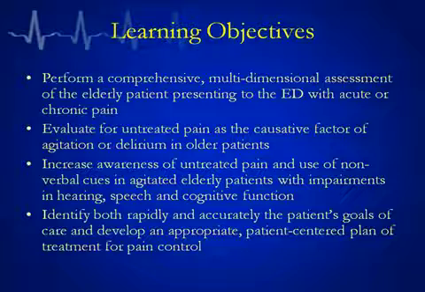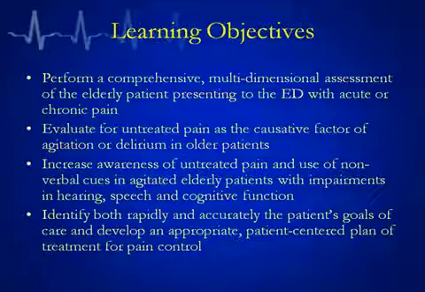The learning objectives here are we're going to talk about how to perform a comprehensive multidimensional assessment of the elderly patient presenting to the ED with acute or chronic pain syndromes. We'll evaluate these patients for untreated pain as the causative factor of agitation and delirium in older patients. We also want to increase the awareness of untreated pain and the use of some nonverbal cues in agitated elderly patients with impairments in speech, hearing, and cognitive function, which, as patients grow older, is what we're getting when we see these people.